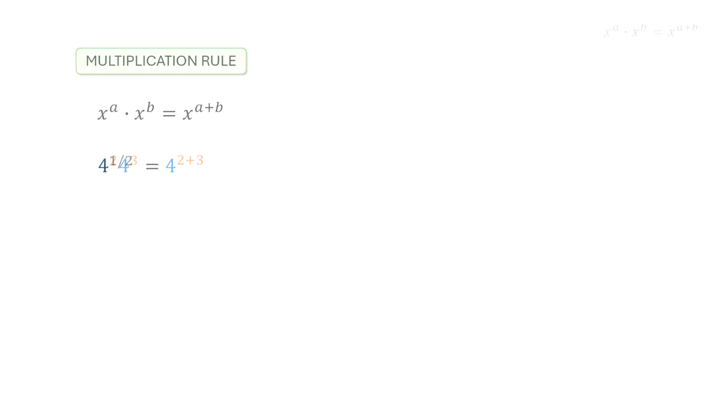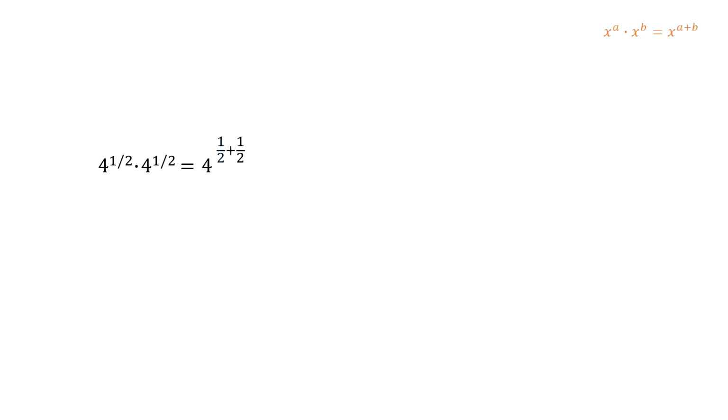Back to the fractions. 1/2 plus 1/2 is 2/2, which is 1. Therefore, we get the same value as the base. Can you guess what kind of number, when multiplied by itself, gives its base? That's right, the square root. Square root of 4 is 2. 2 times 2 is 4.